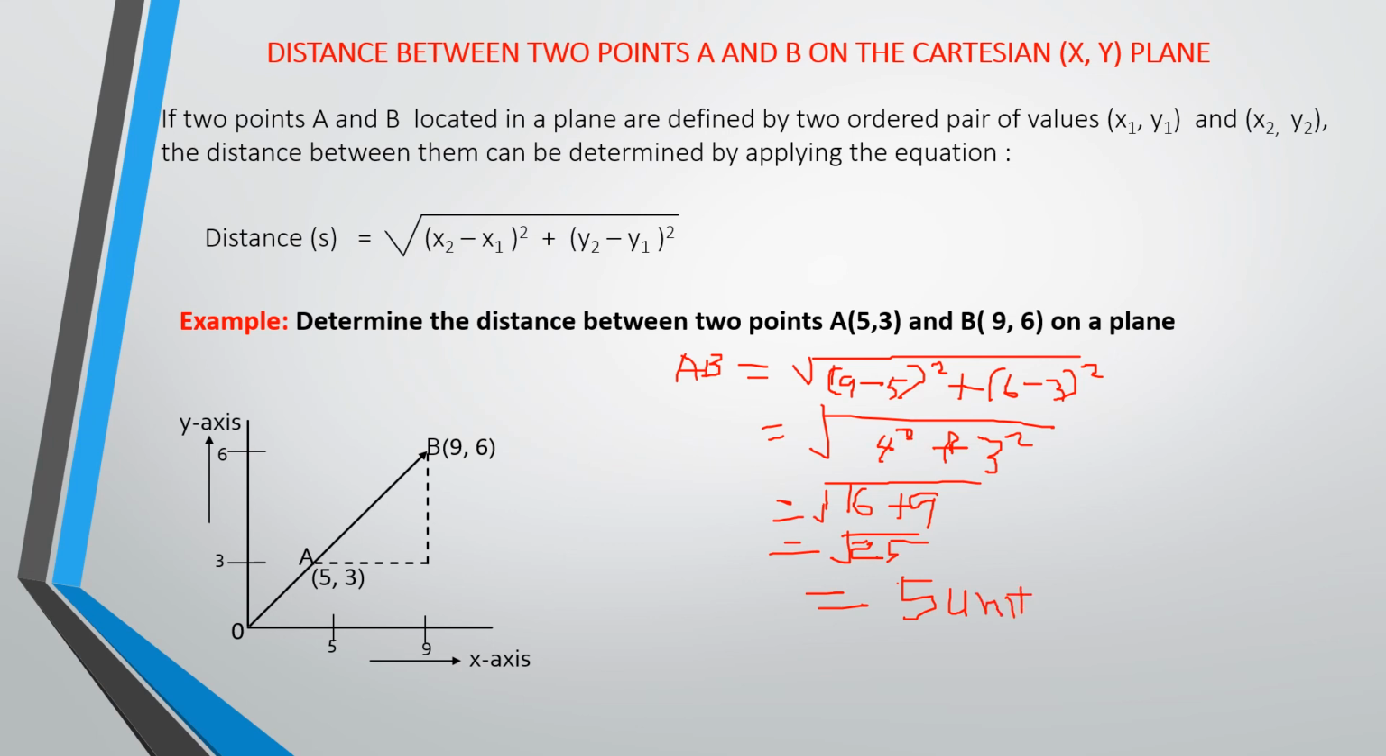So that is the distance between the points A and B using this formula. That is how to find the distance between 2 points on a plane when they are represented by ordered pairs of values.